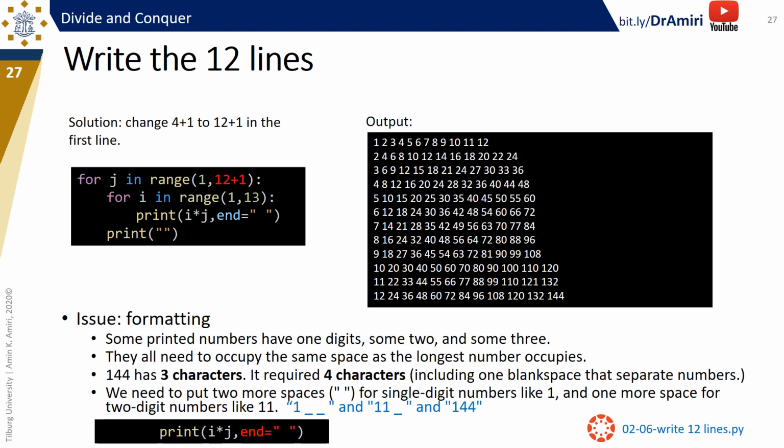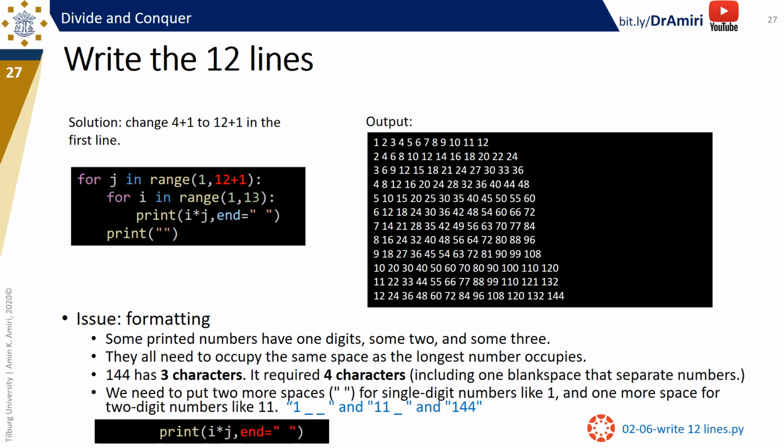But still, you know what the issue is. If I want to put it in one sentence, this output is ugly. And the reason is that some printed numbers have one digit like 1, 2, 3, 4, 5, but some have two digits like 10, 11, 12, and some even have three digits like 144, 132, 120.